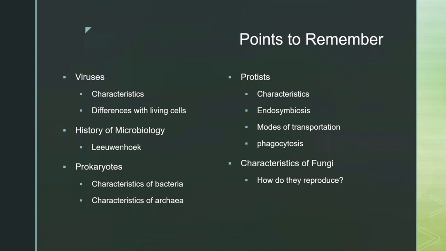What are the differences with living cells? The history of microbiology, Leeuwenhoek and his contributions. Prokaryotes, characteristics of bacteria, archaea, then protists, looking at the characteristics. What is endosymbiosis? Modes of transportation, phagocytosis, and then, of course, characteristics of fungi and how do they reproduce.